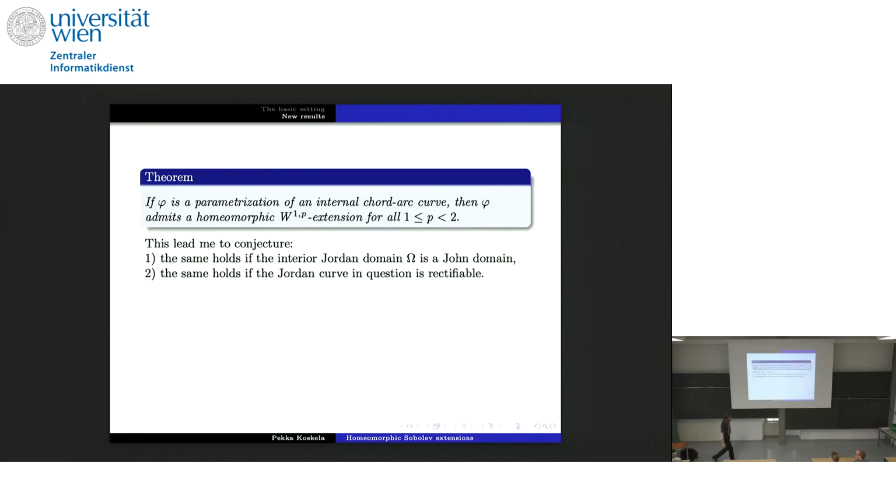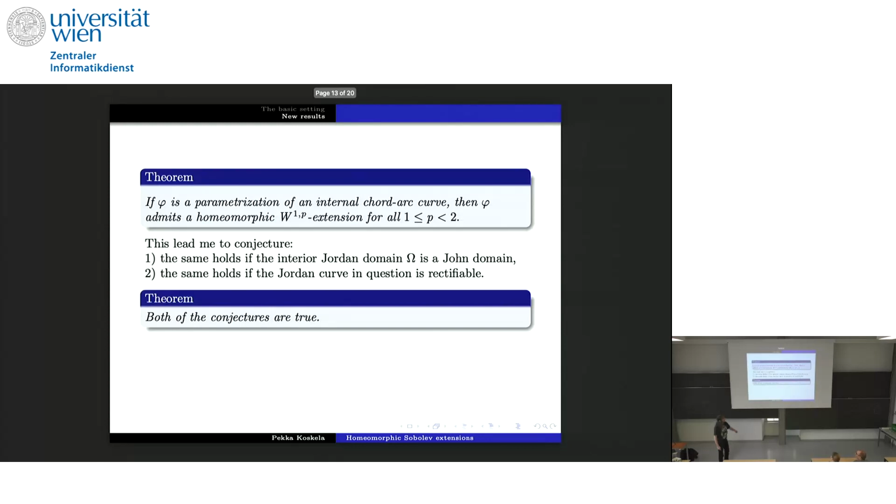And that would basically be a version of this here, but the boundary doesn't need to be rectifiable anymore. It could be a snowflake curve. And I'm just saying that, okay, no outward going bubbles or cusps. Okay. Both of the conjectures are true.